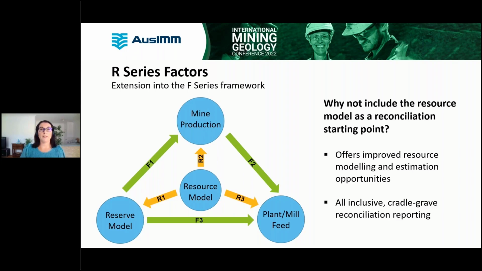So what do I mean by that? All the way through your mine value chain, your resource model, your reserve model. We will throw in a grade control model here. We'll look at the mine production. We'll look at the crusher weightometer. We'll look at the plant feed. So all the way through, we've got opportunities to do some reconciliation reporting. Let's break down these R factors to get a bit more of an understanding of what they can tell us though.